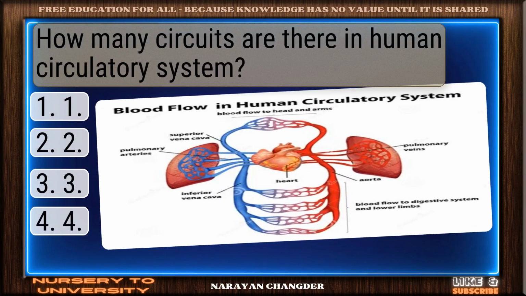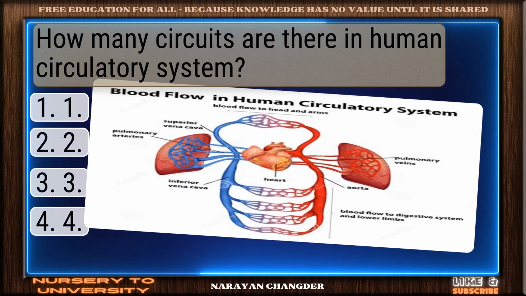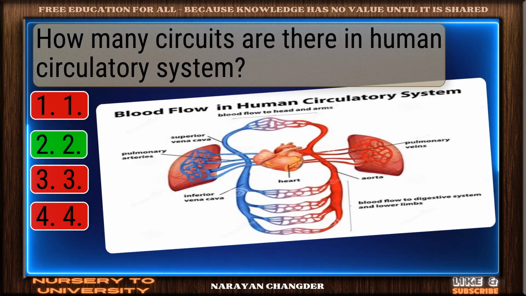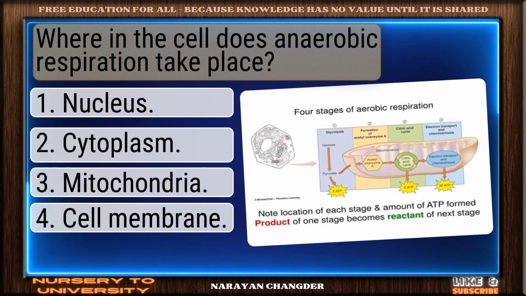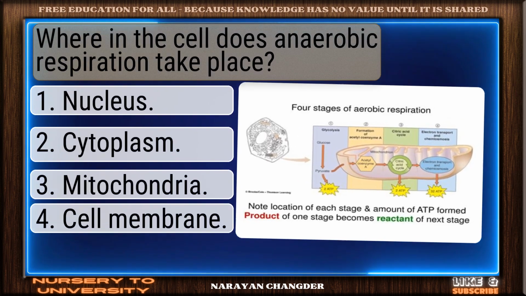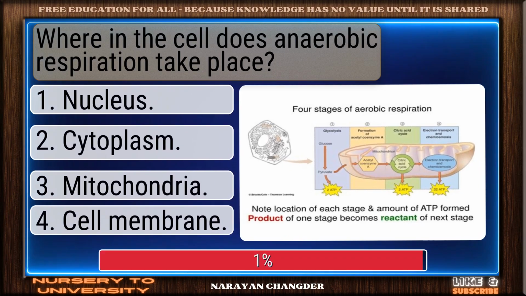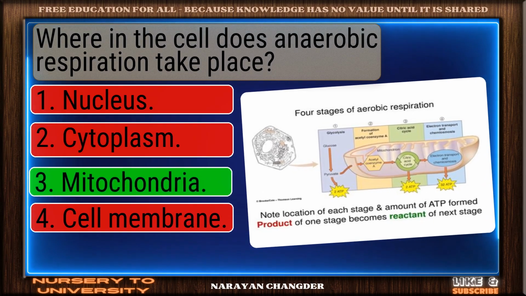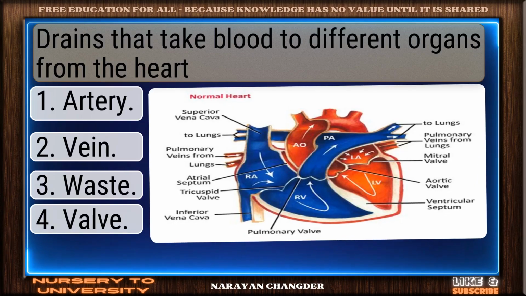How many circuits are there in human circulatory system? Clear logic. 2. Where in the cell does anaerobic respiration take place? Smart pick. Mitochondria is correct.